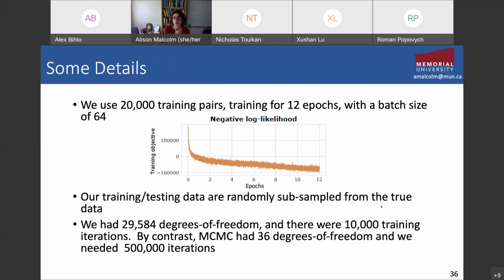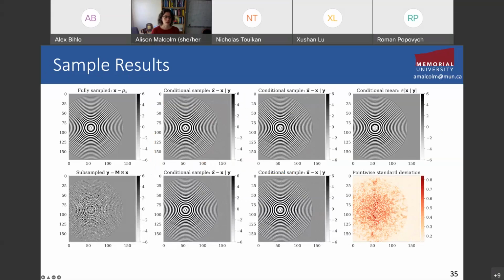So just to give you a few details for those that are interested, we used 20,000 training pairs, and we trained for 12 epochs with a batch size of 64. You can see our loss function and how it evolves over those epochs. You could perhaps argue we could have gone a little longer, but certainly we're past the point of fast decrease of that function. To set up our training and testing data, so you see our data here. To get our subsampled data, we started from perfectly sampled data, and we randomly dropped that out.